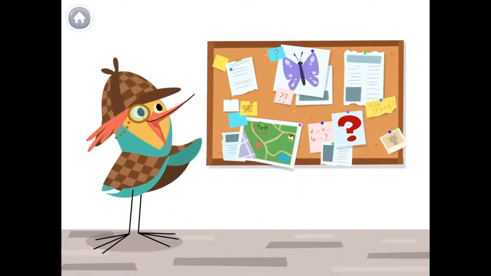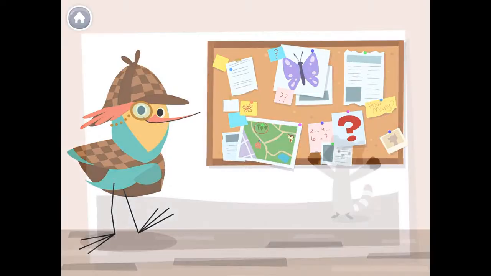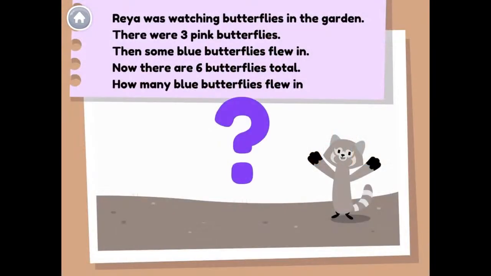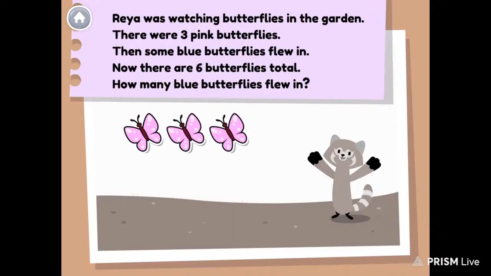There's been a mystery in the garden. Follow me, detective. We need to solve for the question mark. First, let's read it. Rhea was watching butterflies in the garden. There were 3 pink butterflies. Oh, then some blue butterflies flew in. Now there are 6 butterflies total. How many blue butterflies flew in?